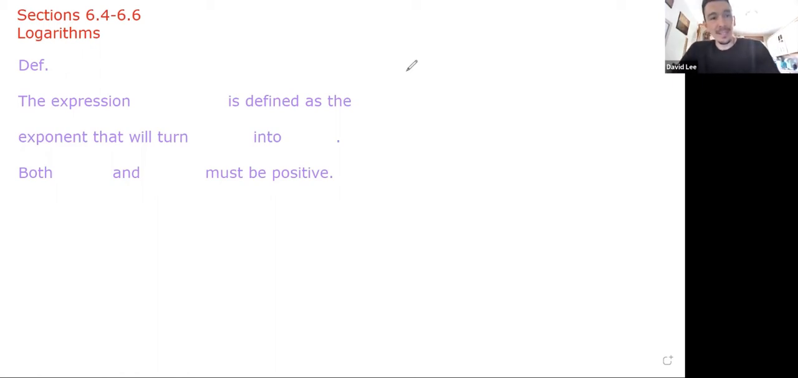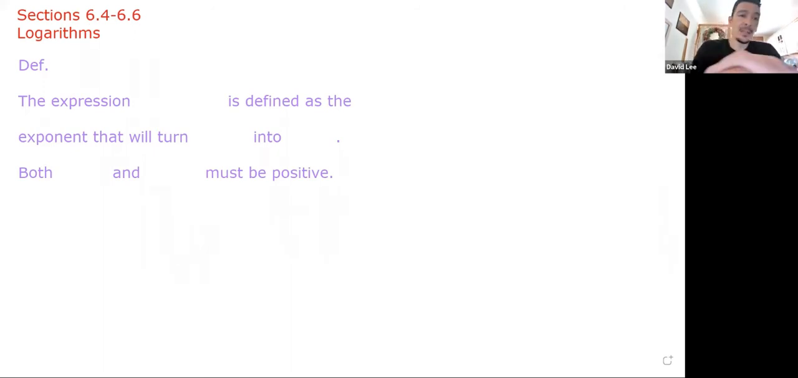Okay, guys, so looking at sections 6.4 to 6.6, we have logarithms for all three of those sections. And in this short video, we'll just discuss bits and pieces from these three sections. We're not going to thoroughly cover all three sections, of course. And we start with the definition of a logarithm.